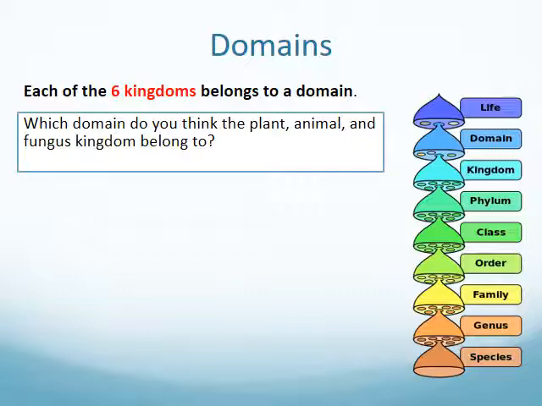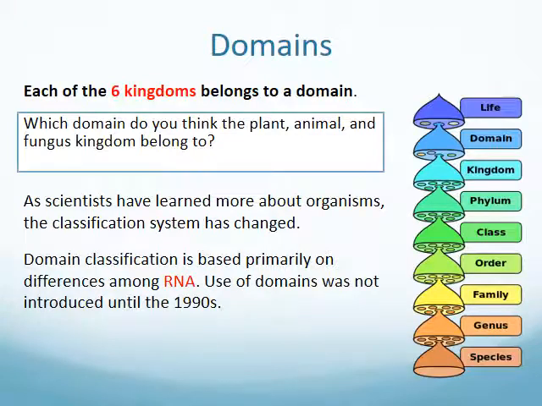Okay, so we have 6 kingdoms that all fall underneath one of these 3 domains. So which domain do you think the plant, animal, and fungus kingdoms fall under? Well, let's think about it. Do they have a nucleus? If they have a nucleus, then it cannot be archaebacteria or bacteria. So they would have to belong to domain Eukarya.